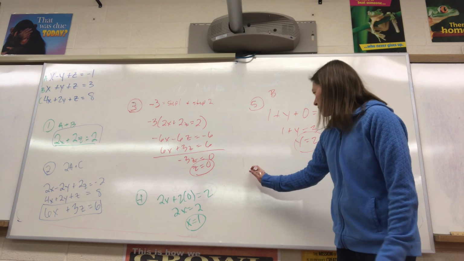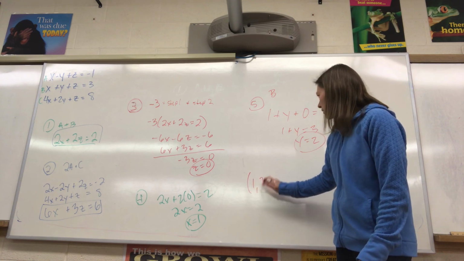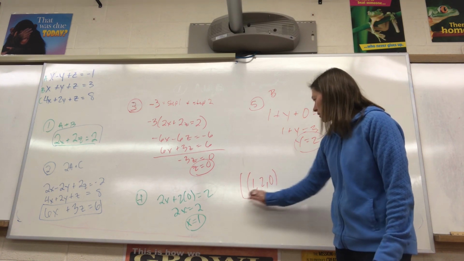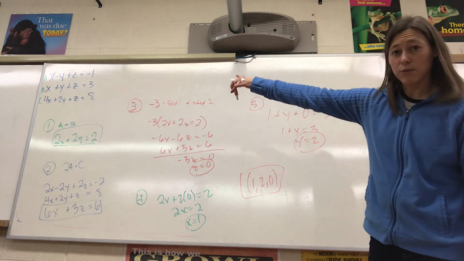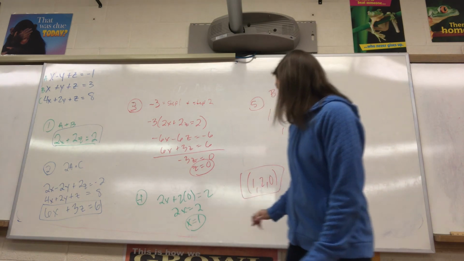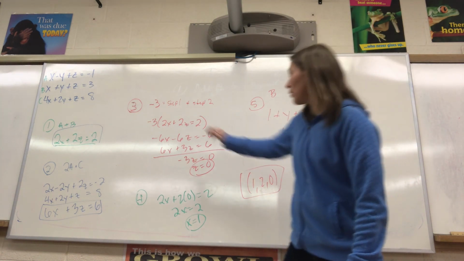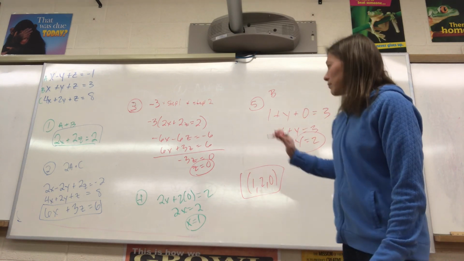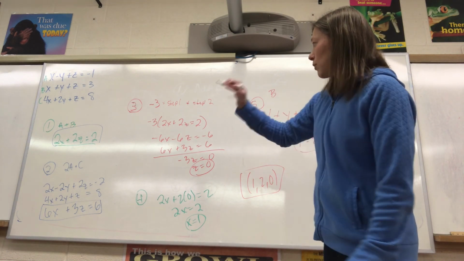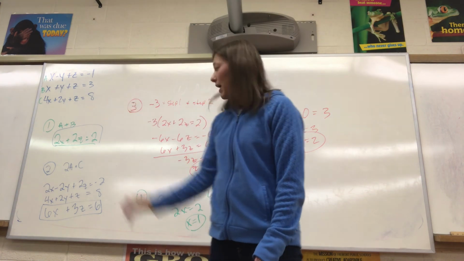Okay, and so that means my ordered triple is 1, 2, 0. And if we check it, 1 minus 2 is negative 1, plus 0 is negative 1 in the first one. If I plug this in here, 1 plus 2 plus 0 is 3, so it works in B. And 4 times 1 is 4, 2 times 2 is 4. So 4 plus 4 plus 0 is 8, so we got it right.